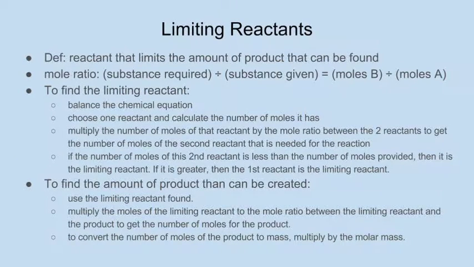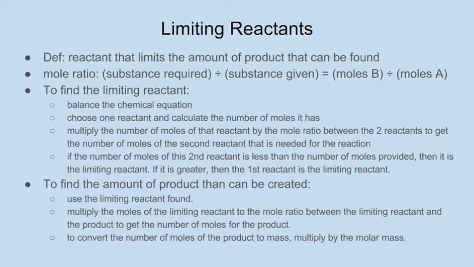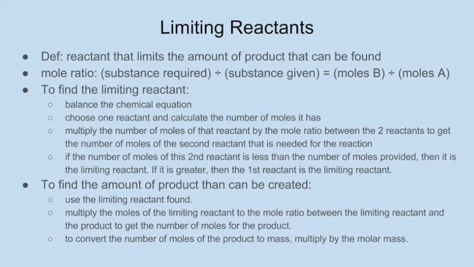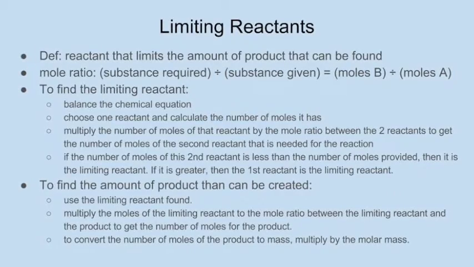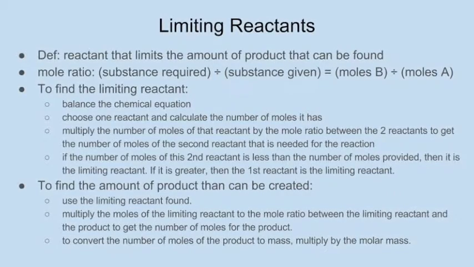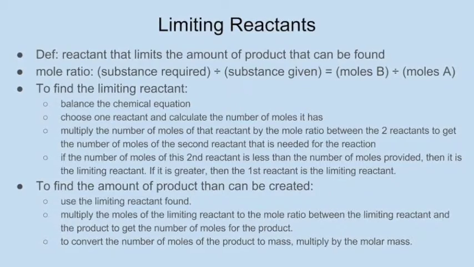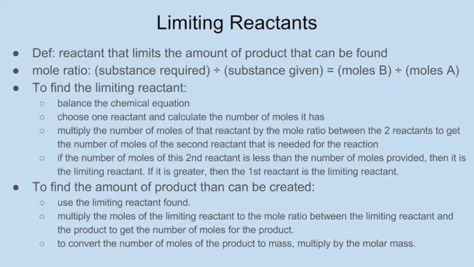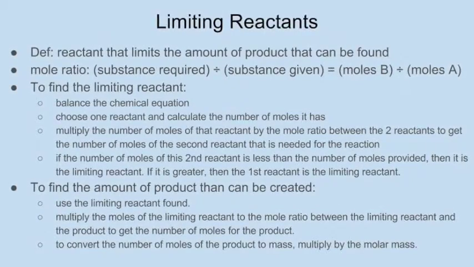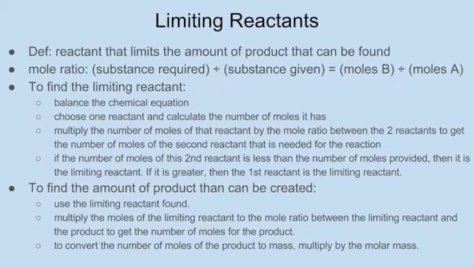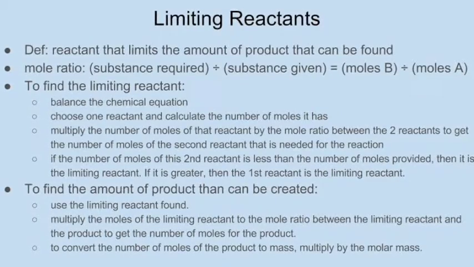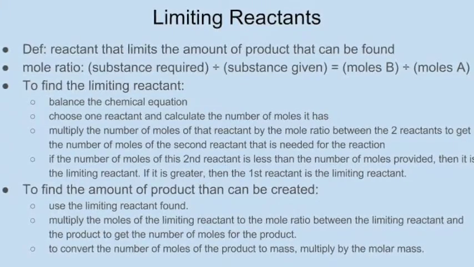So the idea is that the limiting reactants limit the amount of product that can be formed. So the mole ratio takes the substance required divided by the substance given, which equals the moles of B divided by moles of A. So to find the limiting reactant, we have to balance our equation first, and then we choose one reactant and calculate the number of moles, and then we multiply this number of moles by the mole ratio between the two reactants to get the number of moles of the second reactant. So if the number of moles of the second one is less than the number provided, then it's the limiting reactant, and if it's greater, then the first one is the limiting reactant.